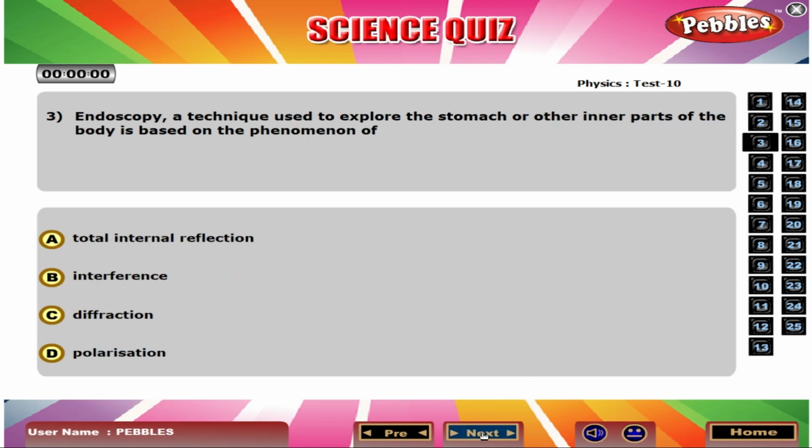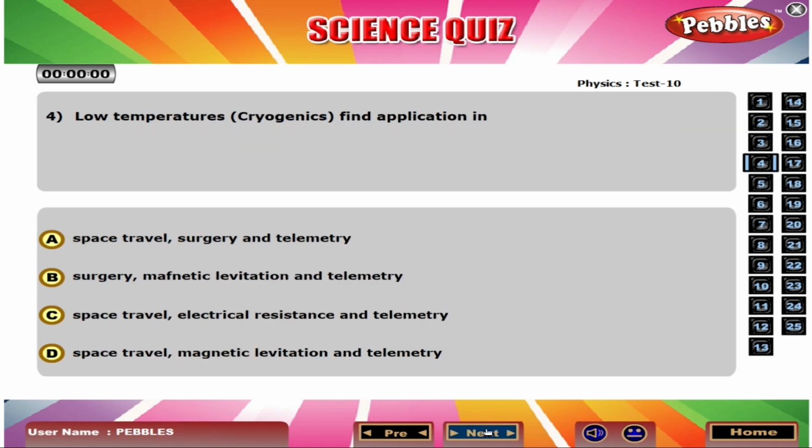Endoscopy, a technique used to explore the stomach or other inner parts of the body, is based on the phenomenon of A. Total internal reflection. Low temperatures find application in D. Space travel, magnetic levitation, and telemetry.